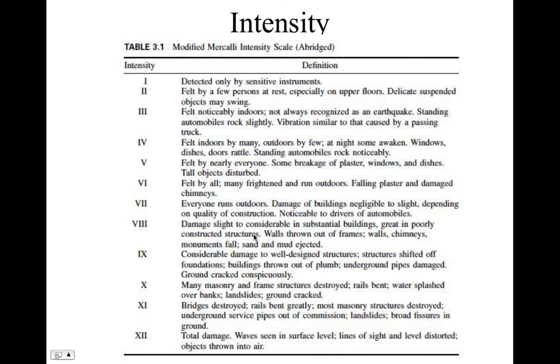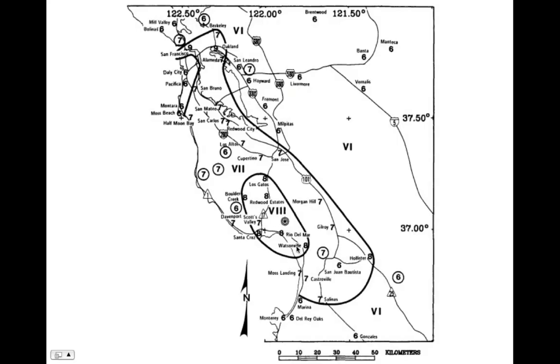Brick walls came down. Walls, chimneys, monuments fall. There was liquefaction and sand ejected from parking lots in Watsonville. So that's an intensity of 8. And you can see that's all in this area right here. Even Los Gatos had quite a bit of shaking. Near us here in Saratoga, the West Valley College Library had considerable damage, with bookshelves falling.